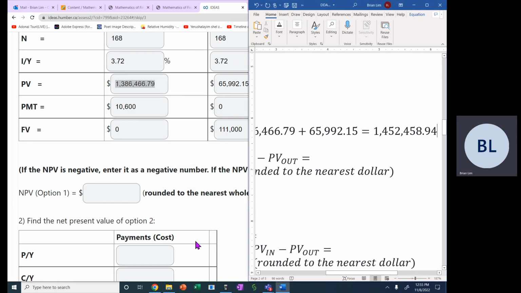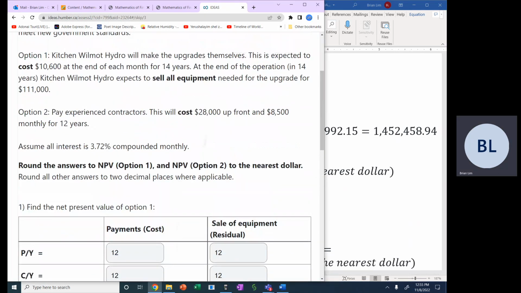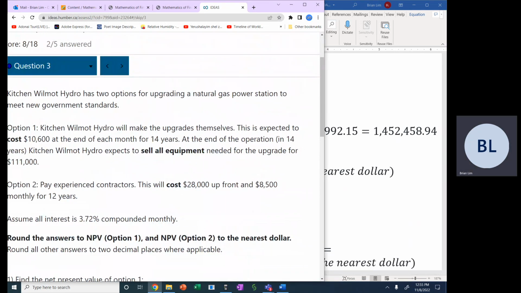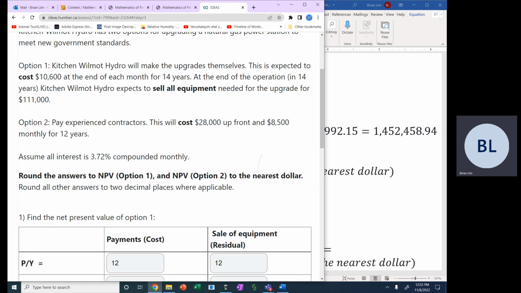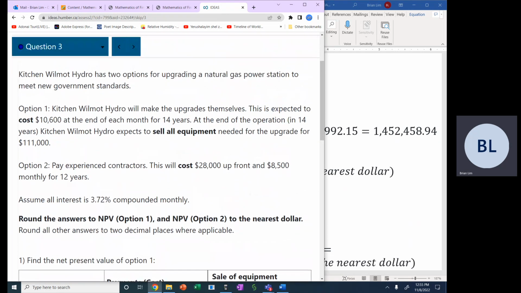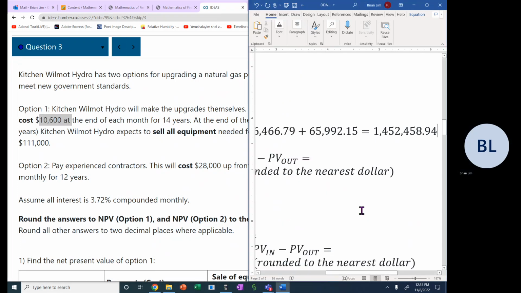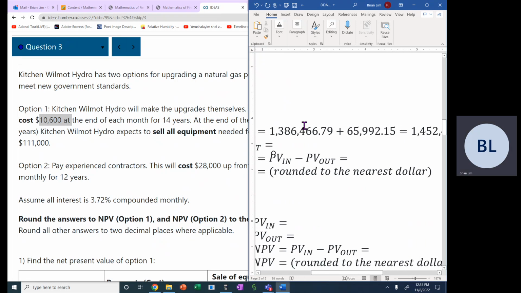Now, where is the present value out? Well, present value out is what? Oh, sorry. I told you I made a mistake here. This is actually the present value out. So I put the numbers in the wrong place. Let me correct that, please.